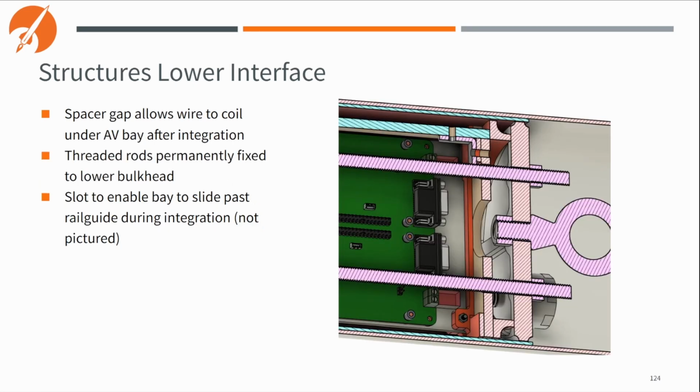On the lower interface, we have that spacer as previously mentioned. We also do need to bear in mind that there's going to be a rail guide inserting through the wall somewhere in the lower area of the avionics bay. And so we're going to be implementing a cutout just around that whenever the location of that rail guide is finalized.